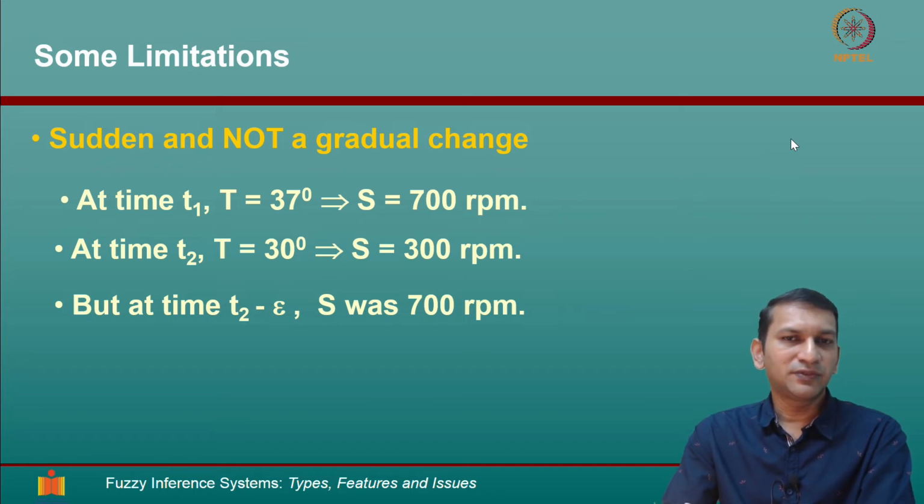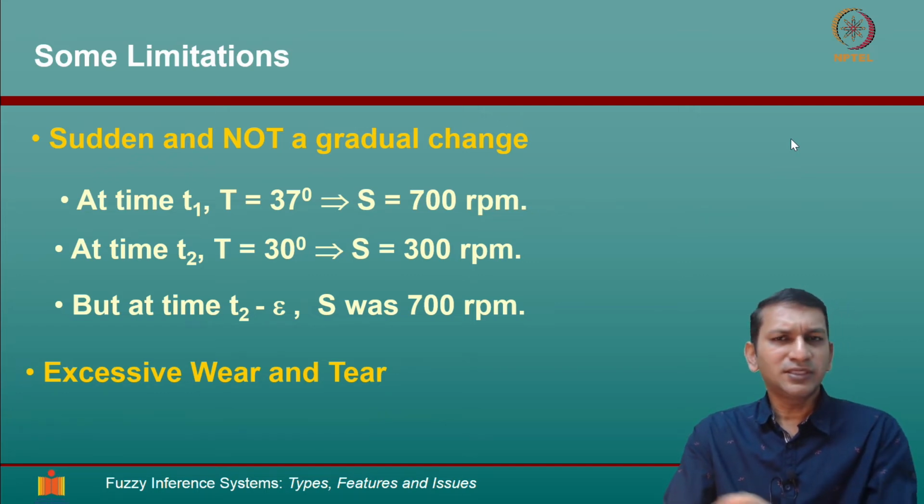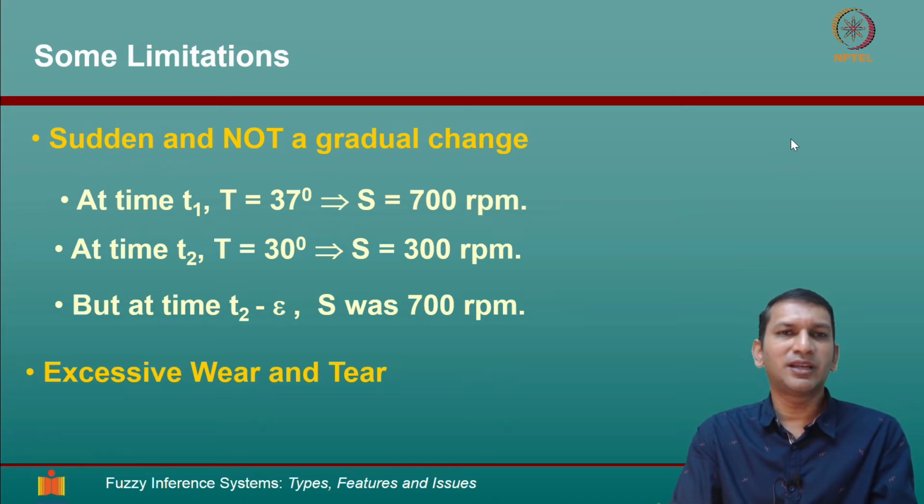Not only is the temperature variation not gradual, this also leads to excessive wear and tear of the mechanical parts. So not only are you not having a very nice comfortable feeling inside the room with air conditioner on, but in the long run it probably is detrimental also to the functioning parts inside the AC. So these are some simple limitations that you could show with classical rule-based control. But let's see how we could manage this by introducing fuzzy sets here.